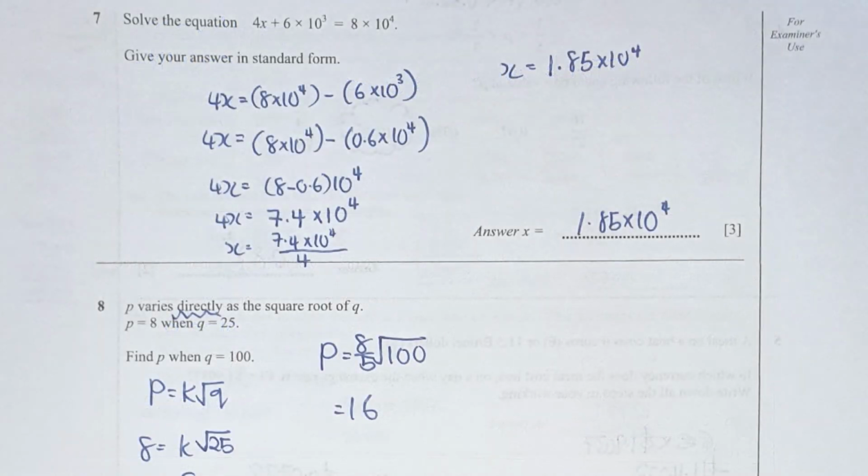Over at question 7, I changed this into standard form. So for 4x equals 8 times 10 to the power of 4 minus 6 times 10 to the power of 3, I changed them into both having 10 to the power of 4 first before I run the calculation. So 8 times 10 to the power of 4 minus 0.6 times 10 to the power of 4. So the final result here will be 4x equals 7.4 times 10 to the power of 4. Get rid of the 4 over there and you get your result as 1.85 times 10 to the power of 4.